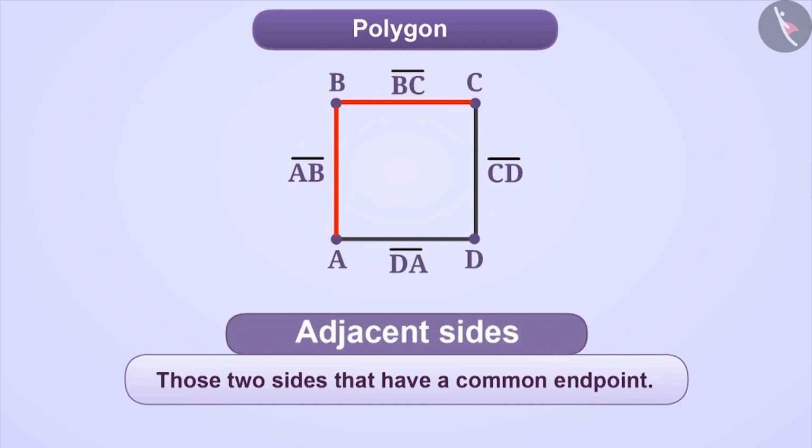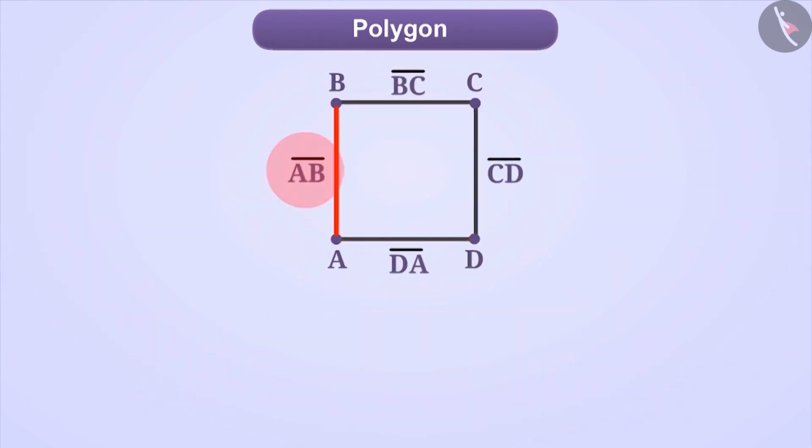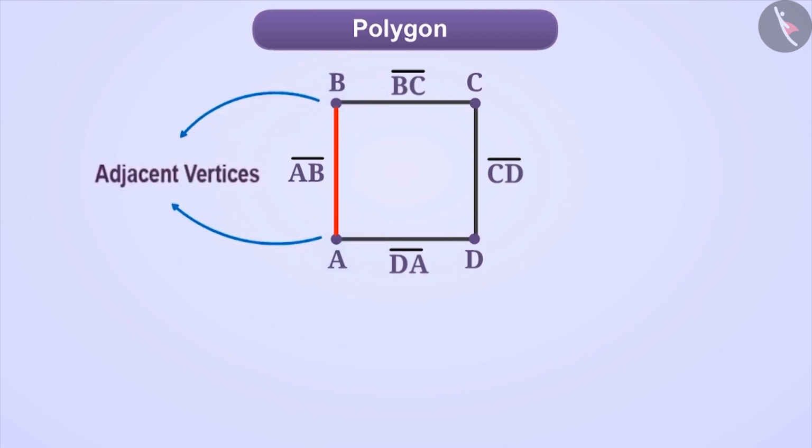So, can you tell me which are the sides adjacent to CD? Think. Absolutely correct. Since D is common in sides CD and DA and C is common in sides CD and BC, therefore, DA and BC are adjacent sides of CD. Now observe side AB. This side has two endpoints, point A and point B. The endpoints of the same side of a polygon are called adjacent vertices. Therefore, point A and point B are adjacent vertices.